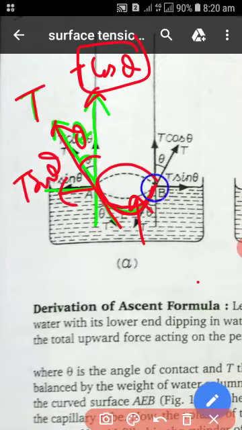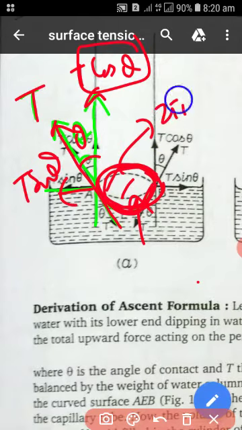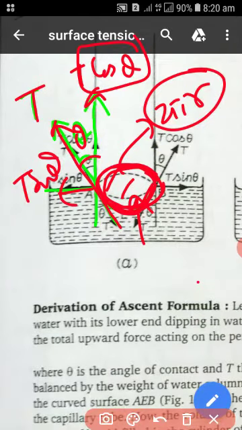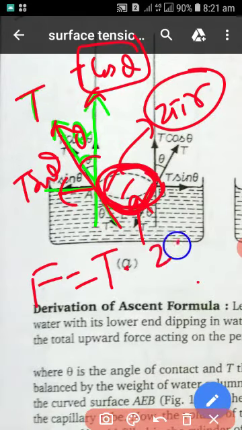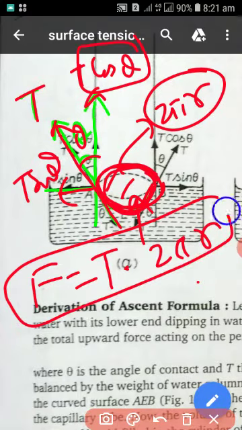And here is the length, the free surface of the liquid, which is 2 pi r. 2 pi r means the circumference of the circle, it's the length. So force equals surface tension into length, that is 2 pi r. Now this force is actually carrying the liquid column.